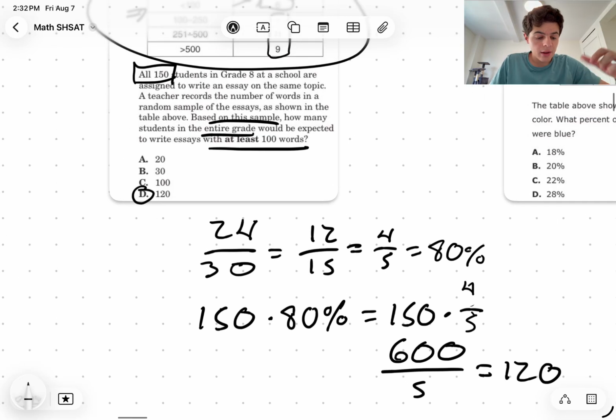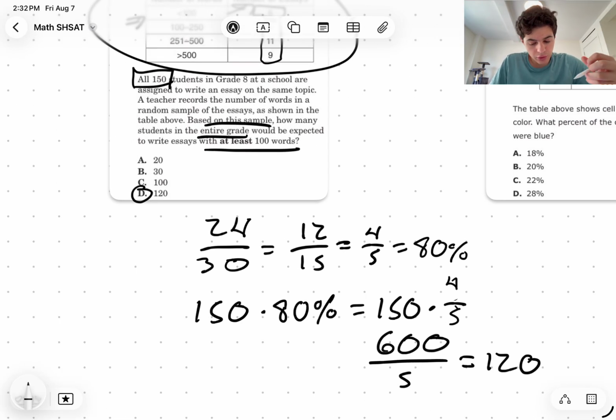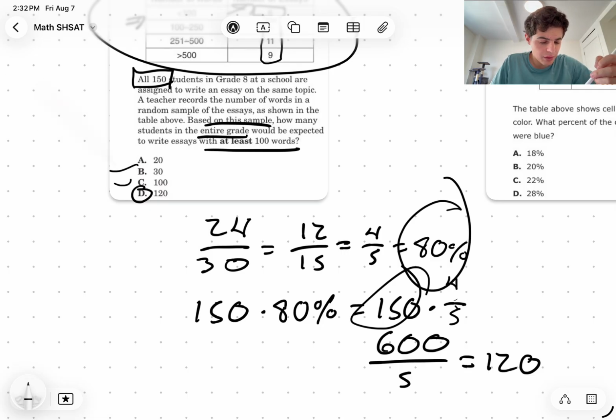right? And again, you didn't really need to calculate this. You could have just realized, 80% of 150 can't be 100, it can't be 30, and it definitely can't be 20, right? So just if you were to kind of look at that, it would make it much easier to just skip all that calculating.